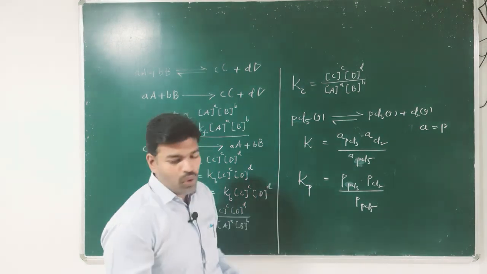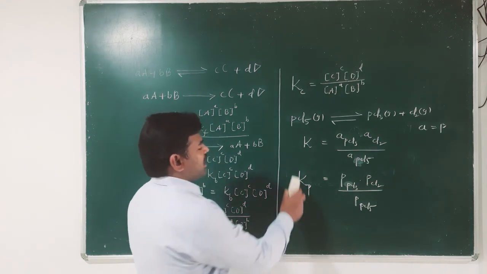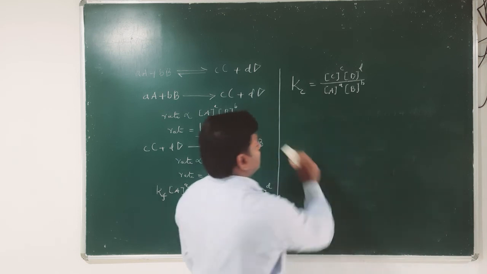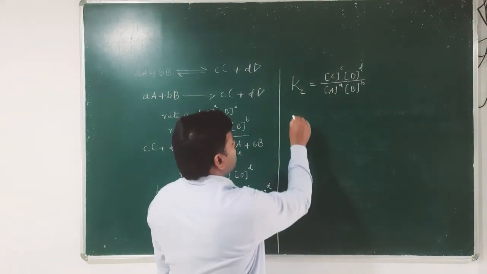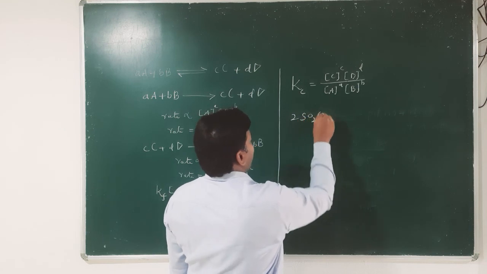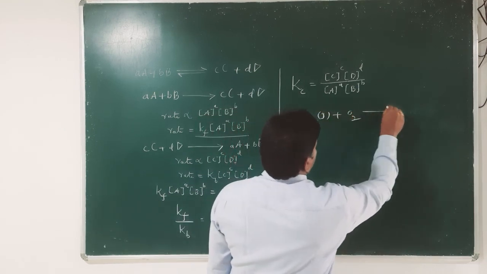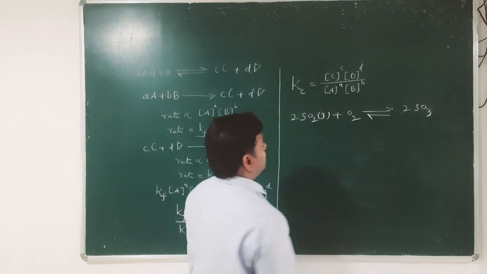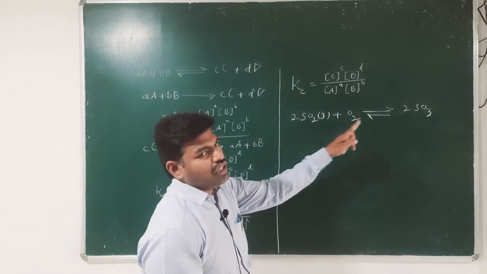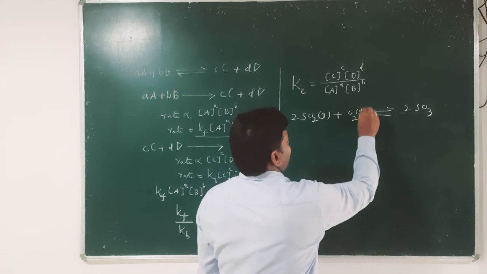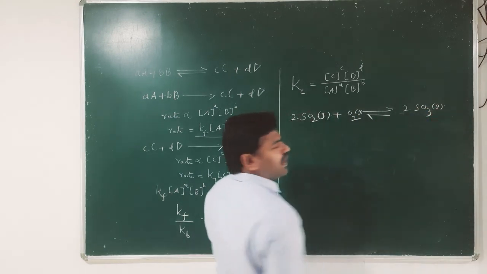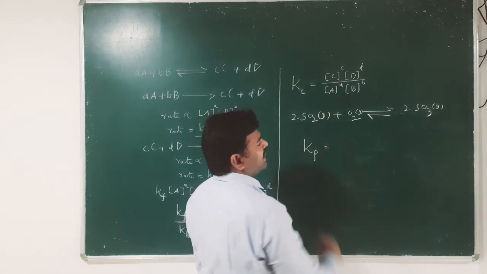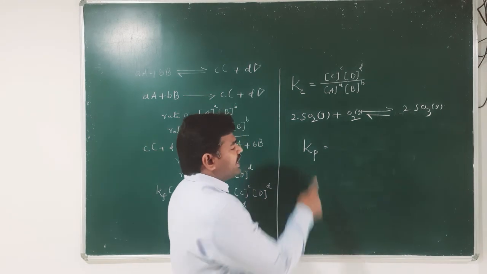Let us see some more examples, that is, 2SO2 gas plus O2 gives rise to 2SO3. So, this is also a gaseous reaction. This is a gas, this is a gas, and this is a gas. So, we can write the gaseous equilibrium constant Kp.